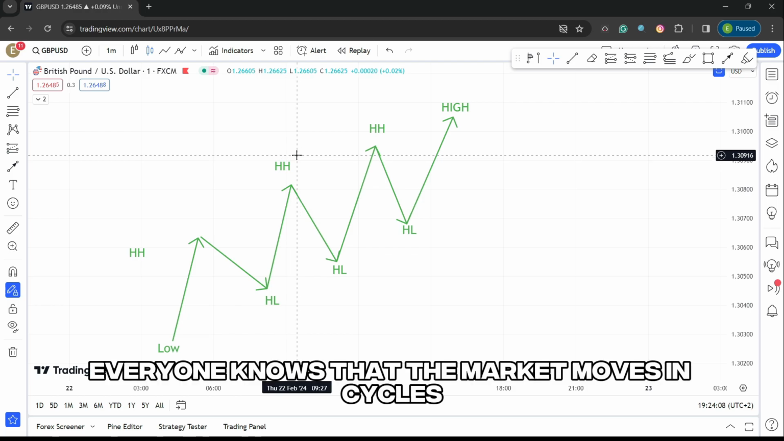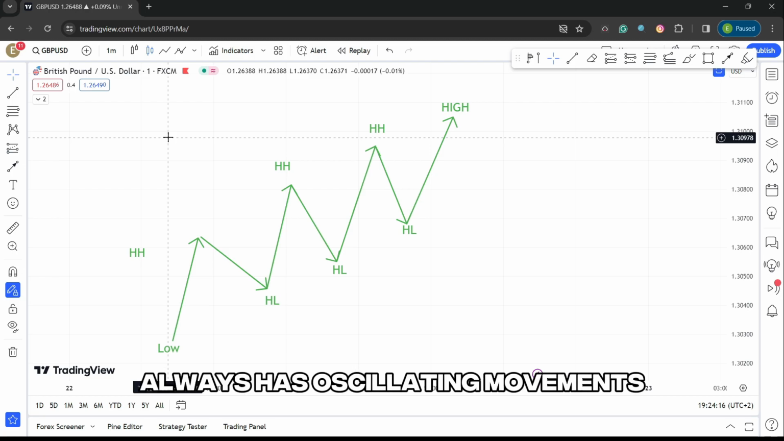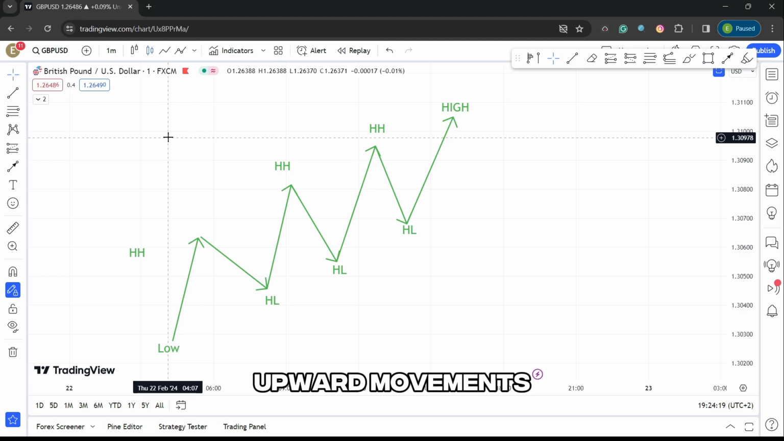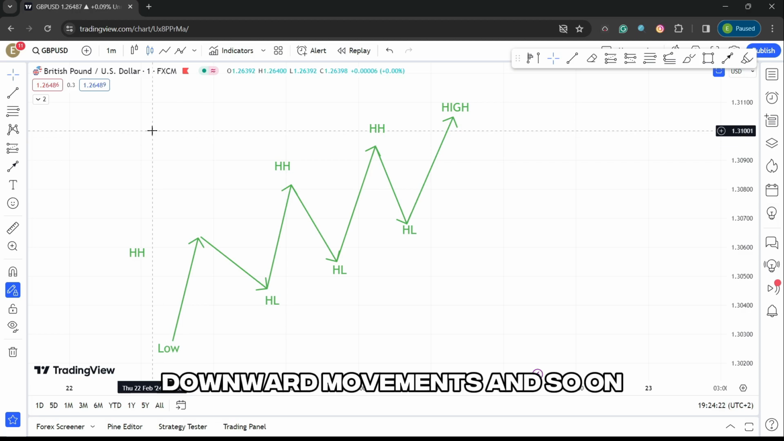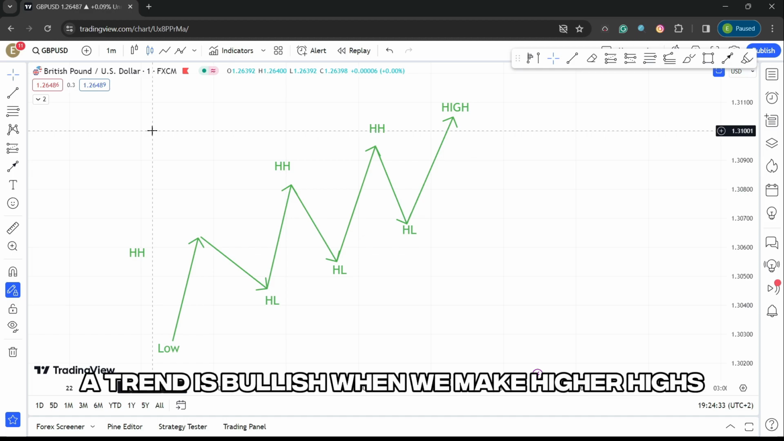Everyone knows that the market moves in cycles, so it never just goes up or down. You always have oscillating movements, upward movements, downward movements, and so on. But how exactly do we identify what a bullish trend is and what a bearish trend is? It's very simple. A trend is bullish when we make higher highs.